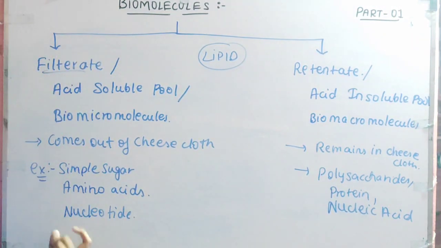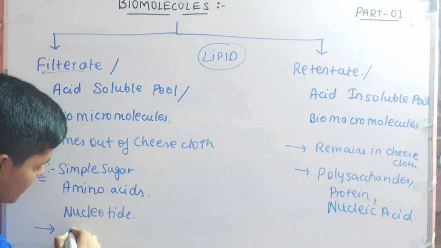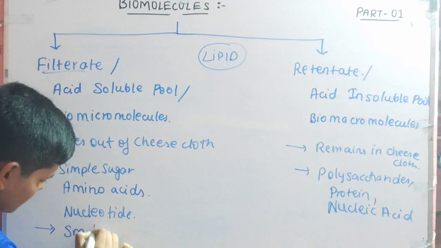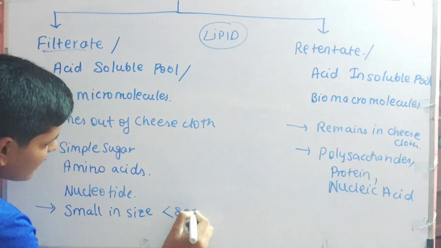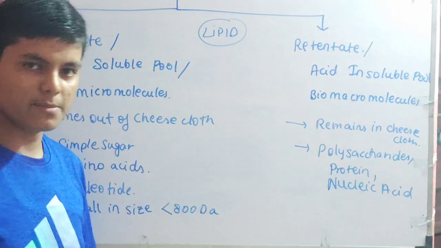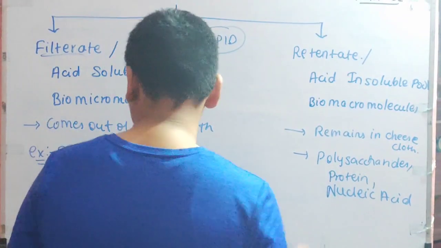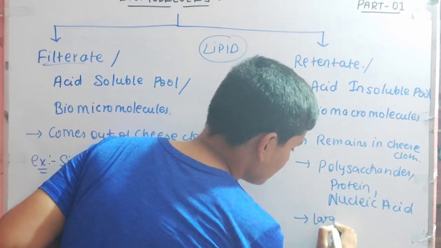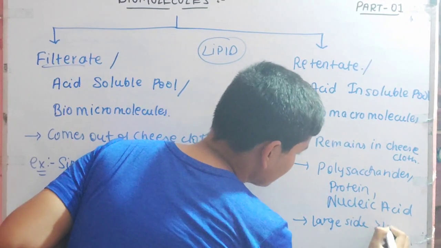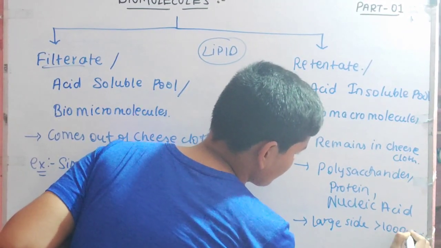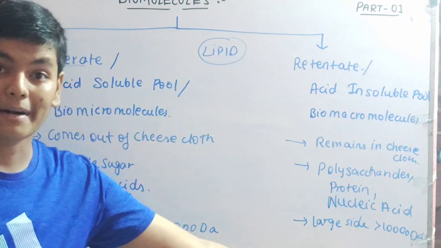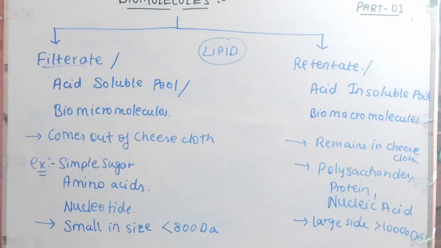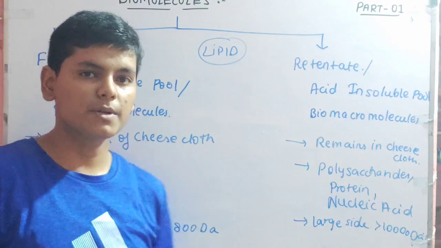Now one more point about the filtrate is that its molecules are small in size, that is, less than 800 daltons. Dalton is a unit for measurement of the size of these biomolecules. The retentate molecules are large in size, greater than 10,000 daltons, or we can say between 1,000 to 10,000 or greater than 10,000 daltons, which are known as macromolecules. So less than 800 are filtrate and more than 10,000 are retentate. This was the basic difference between filtrate and retentate.